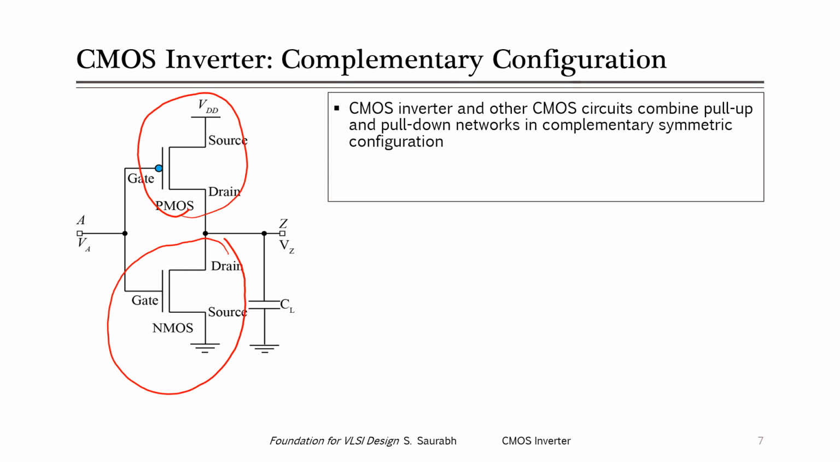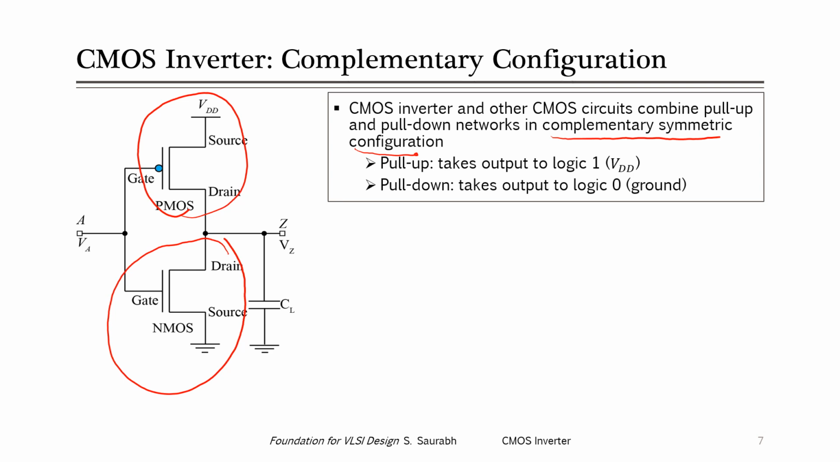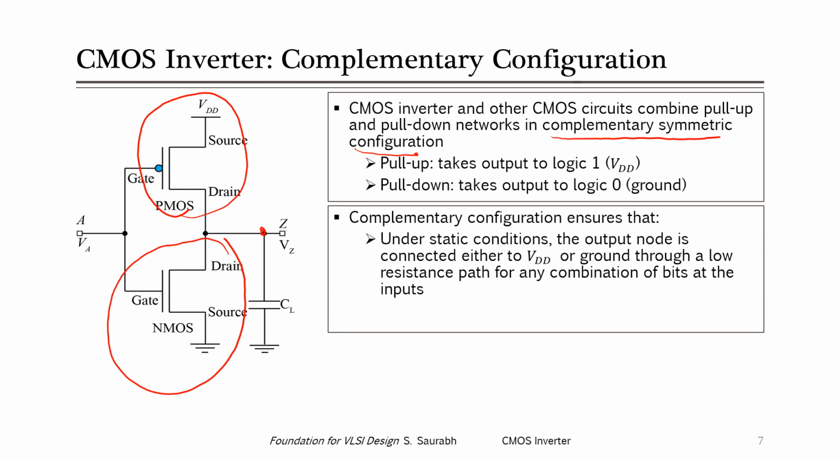But the configuration or the topology in which these PMOS and NMOS transistors are implemented is what is known as complementary symmetric configuration, right? So when this kind of configuration is there, the pull-up network takes the output node to a voltage of VDD or logic 1, and the pull-down network takes the output voltage to logic 0 or ground. But the topology is such that under the static condition, the output node is connected either to VDD or the ground. This node will either be connected to the pull-up network or to the pull-down network, and never to both, right? In the static condition, it will be connected to either the VDD or the ground through a low resistance path for any combination of bits at the input.